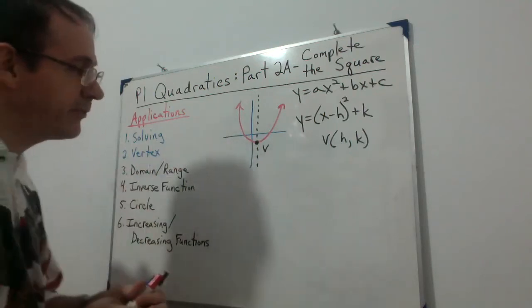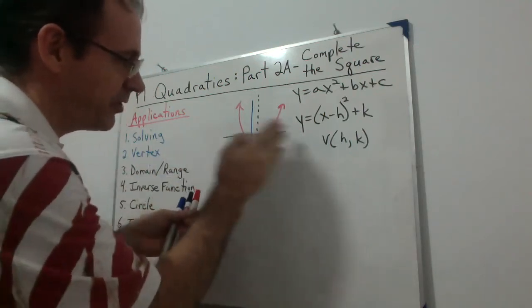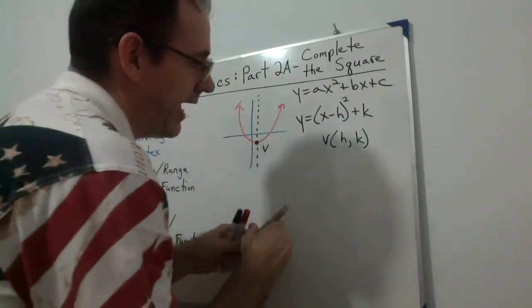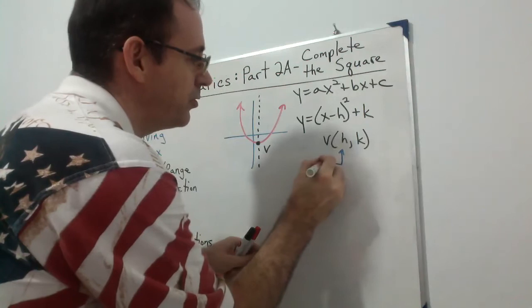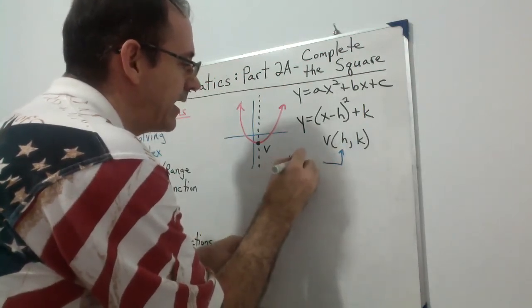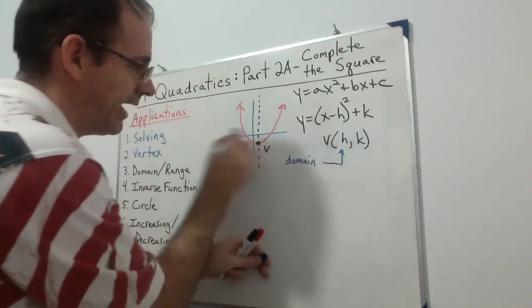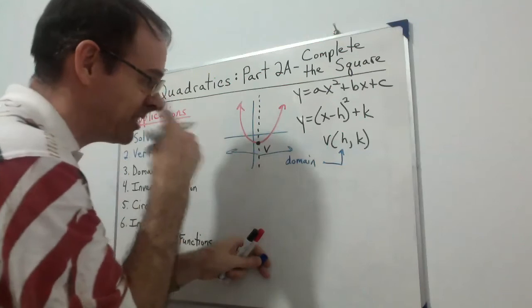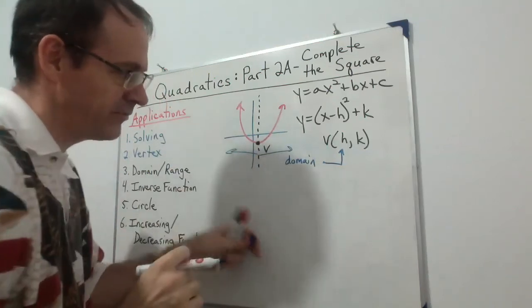So for domain and range, domain is your x-axis value. So the h part will help you in determining domain. Not so much, actually, because the domain of the graph goes on forever in both directions. It's to infinity and negative infinity.